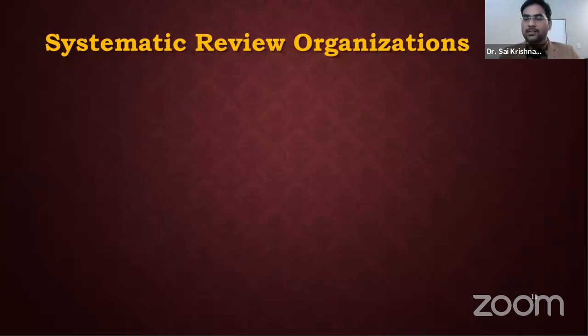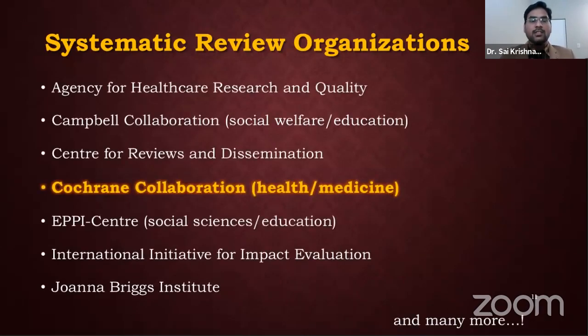So let's move on. Who does systematic reviews? I'm not talking about the individual level, I'm talking about the organizational level. Anyone can do a systematic review, but which organizations conduct systematic reviews? These are some of the well-known, reputed organizations and institutions around the world which do systematic reviews. Among these, Cochrane Collaboration is an independent global research network which performs systematic reviews at a larger scale around the world.